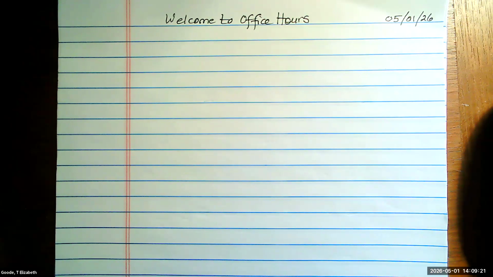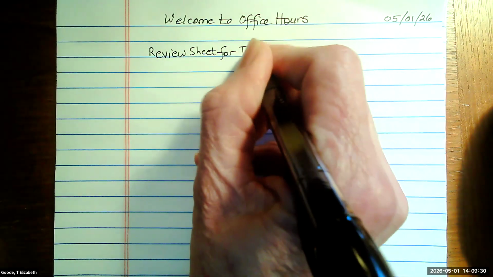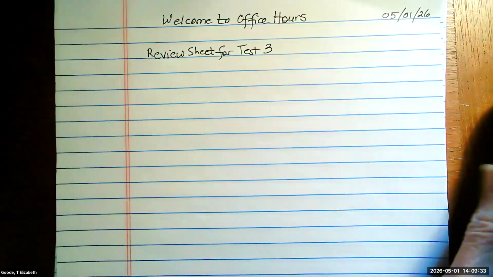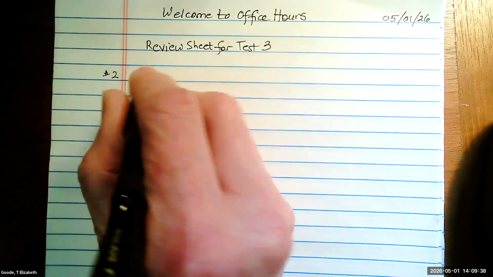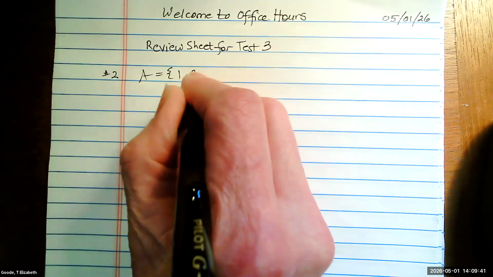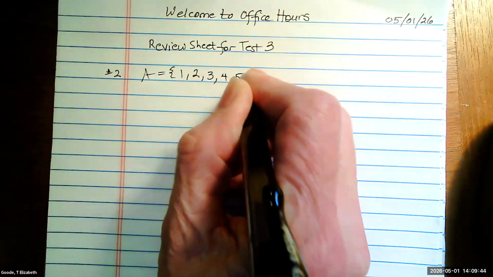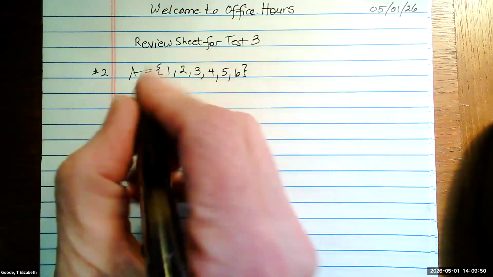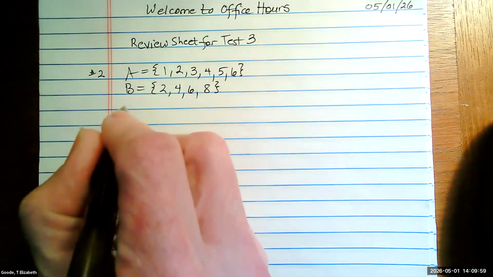Can you read the problem to me? I can actually probably put it in the chat. Yep, just sent it. Okay, so this is number two. A is the set containing 1, 2, 3, 4, 5, and 6. B is the set containing 2, 4, 6, and 8. And C is going to contain 1, 2, 5, and 8.